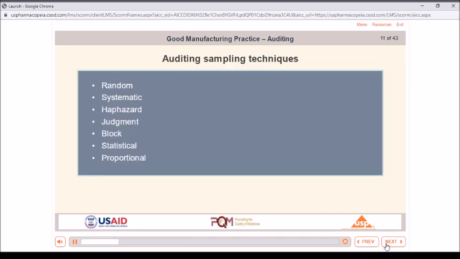Auditing sampling techniques: random, systematic, haphazard, judgment, block, statistical, proportional.